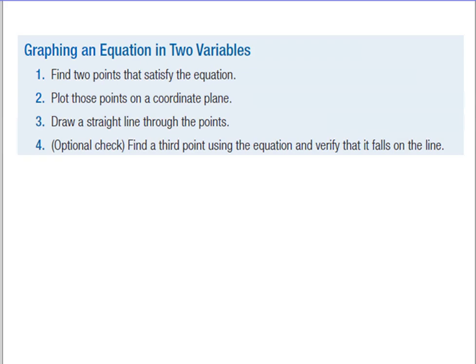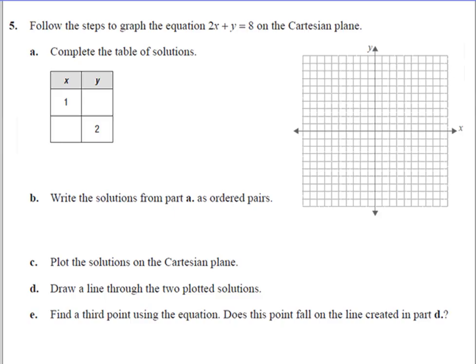When we're looking at graphing an equation in two variables, as we looked at a little bit last lesson, you're going to find at least 2 points that satisfy the equation, then plot those ordered pairs on the coordinate plane and connect them together with a line. And then you can find a third point just to verify that it falls on the line you drew, which is a way of checking your answer to make sure you didn't make a mistake.